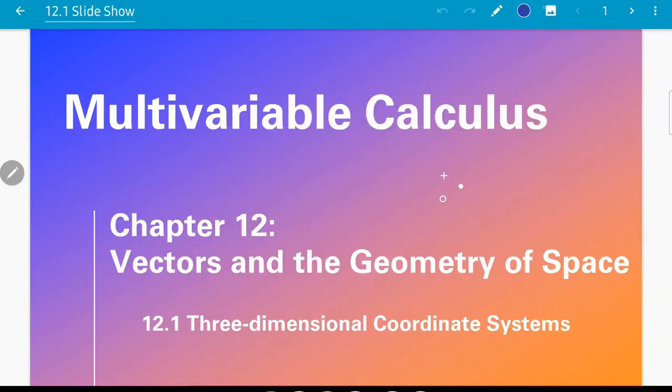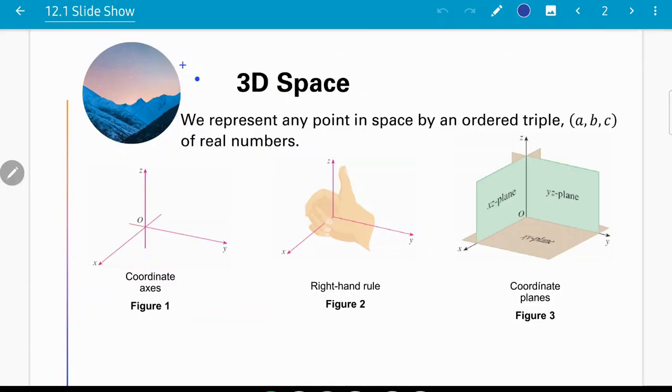This is Multivariable Calculus, Chapter 12, Vectors and the Geometry of Space, Section 12.1, Three-Dimensional Coordinate Systems. We know from geometry that to locate a point in a plane, two numbers are necessary. Any point in the plane can be represented as an ordered pair of real numbers, where one is the x-coordinate and the other is the y-coordinate. For this reason, we call a plane two-dimensional.